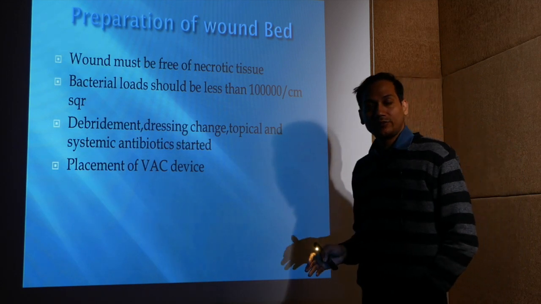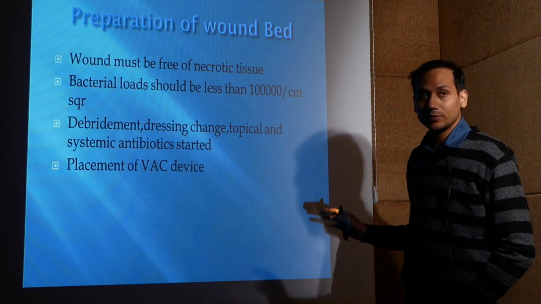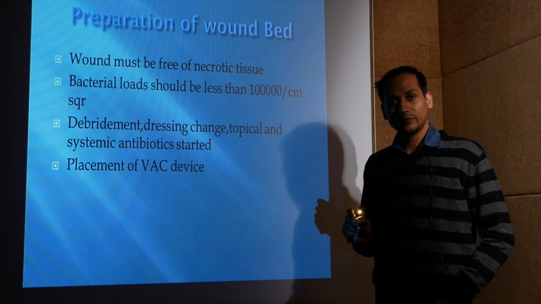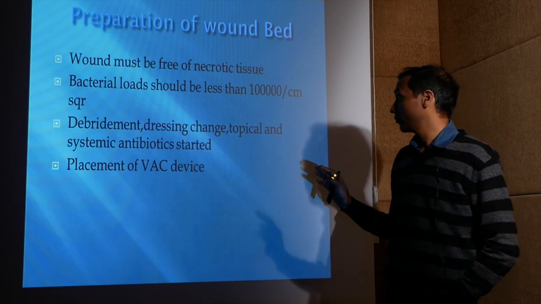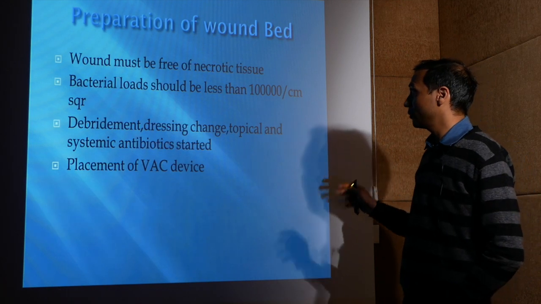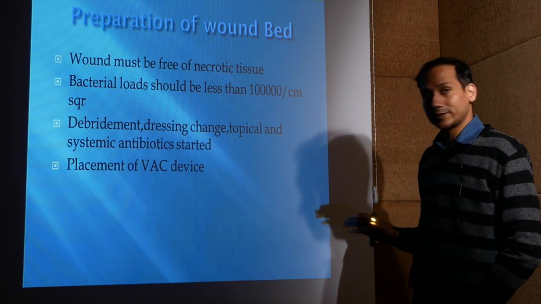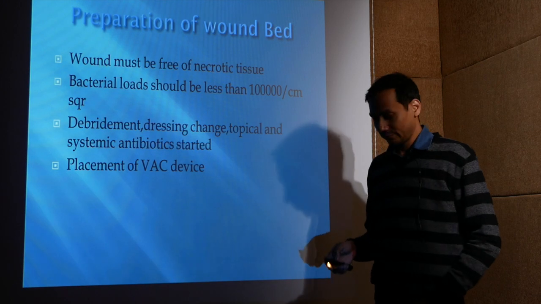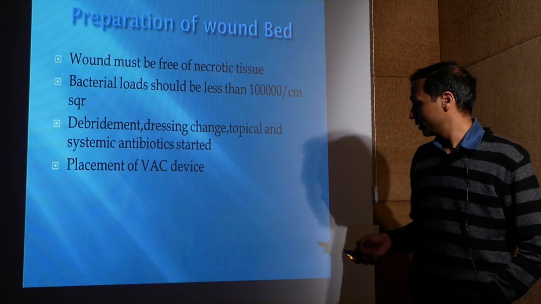Before placing the skin graft, the most important prerequisite is the preparation of the wound bed. Unless we have a good wound bed, the graft will not take up if the wound bed is not clean. So we have to free the wound of necrotic tissue. The bacterial load should be below 1 lakh per centimeter square. We have to debride the wound thoroughly, do dressing according to the type of wound, and place a VAC device if we need to, if cartilage or bone is exposed.